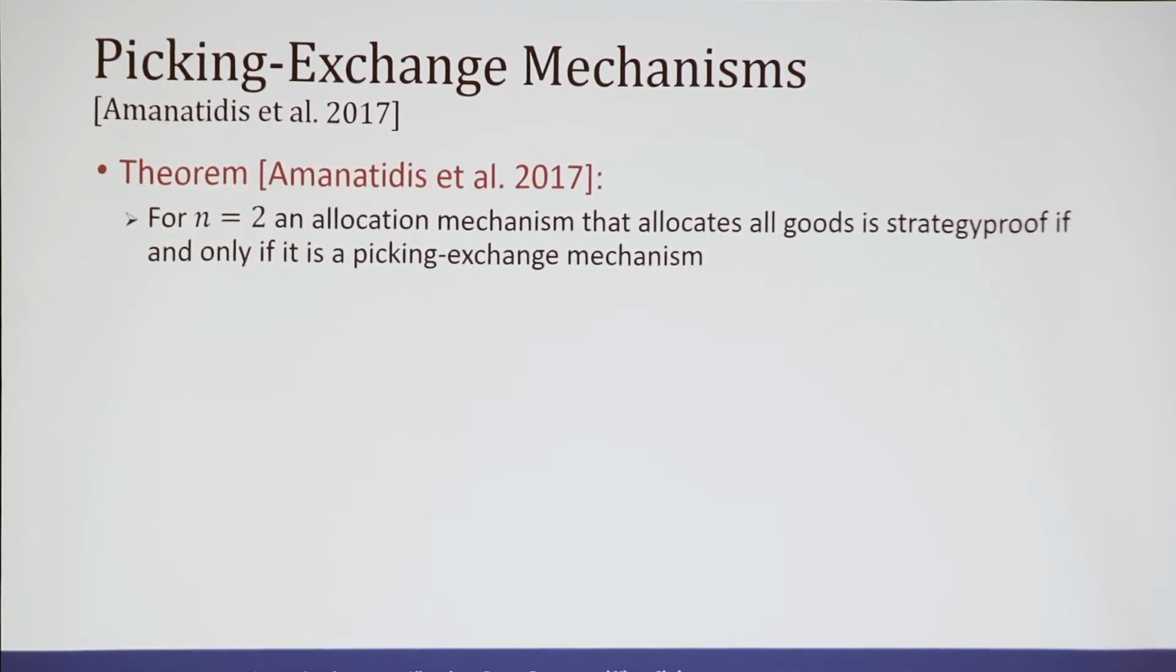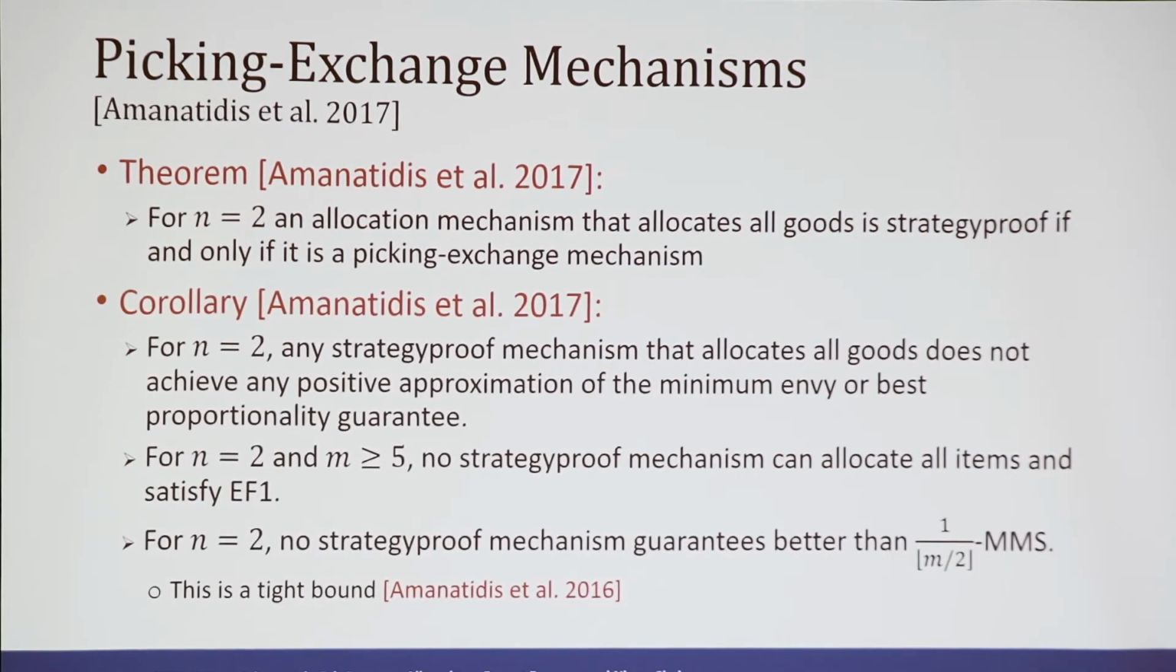Okay, so what they show is that for n equals 2, an allocation mechanism that always outputs a complete allocation is strategy proof if and only if it's a picking exchange mechanism. So this is a really nice characterization to have, and it lets us say a lot of things about the power of strategy proof mechanisms, at least in this n equals 2 case. So we can say lots of things as a corollary of this result.